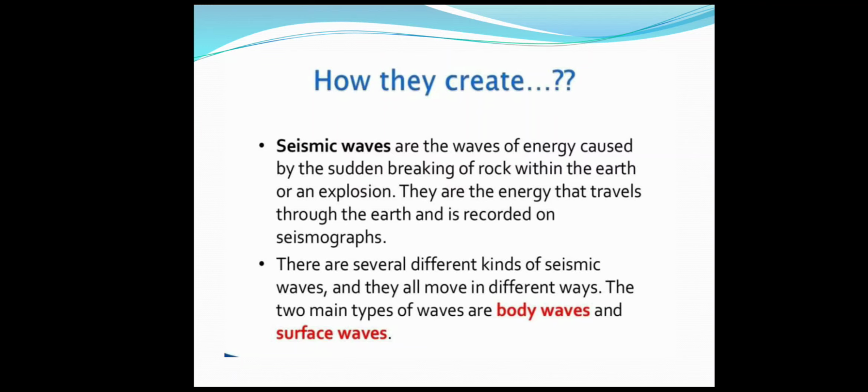So how are seismic waves created? Seismic waves are created due to breaking of rocks inside the ground, making an explosion, and it reacts on the surface of the ground, and we say that an earthquake occurs. All these earthquake or seismic waves are recorded on the seismographs. There are two different types of seismic waves. The first one is the body wave and the second one is the surface wave. In this video we are discussing the body waves.